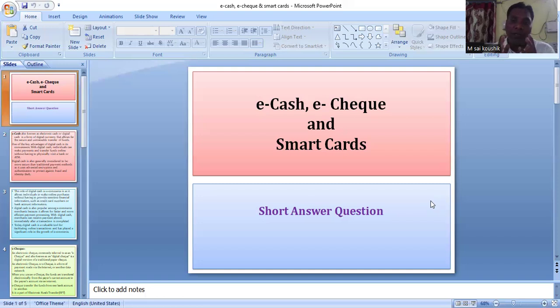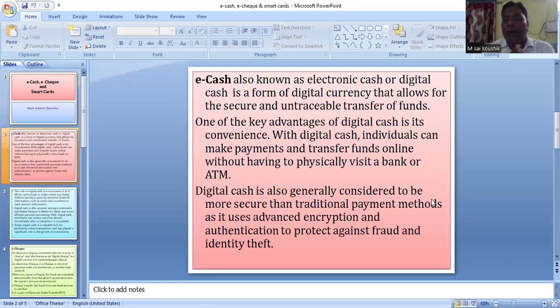As per the examination point of view, this is how you should write about e-cash. E-cash, also known as electronic cash or digital cash, is a form of digital currency that allows for the secure, untraceable transfer of funds. Just as I told.